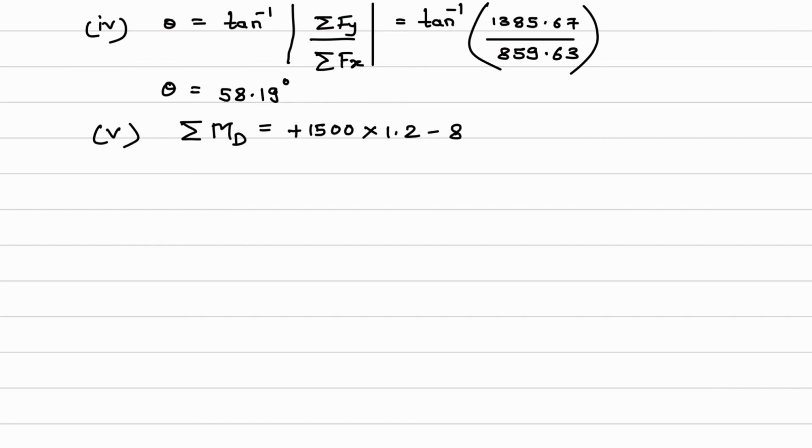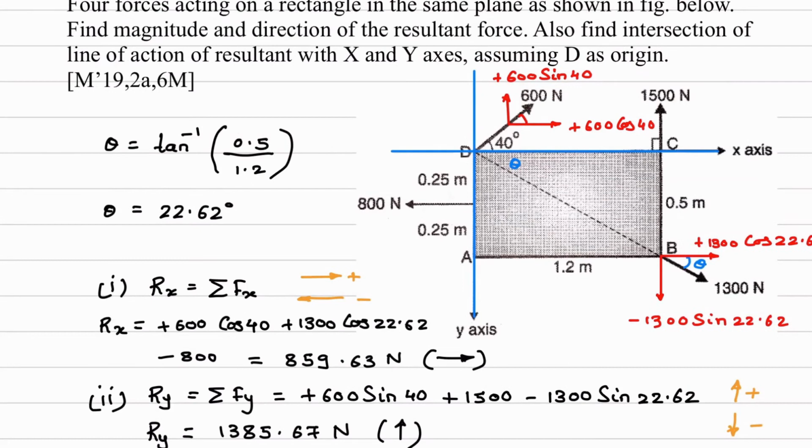Minus 800 into 0.25. What we have considered over here, anti-clockwise is positive. So from here we will get summation of moment about point D. It comes out to be positive 1600. What is the unit of force given? Newton.